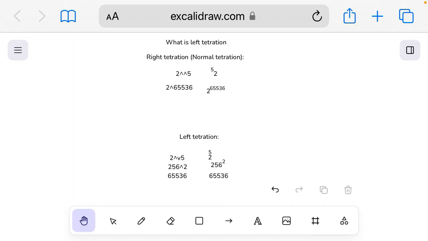So yeah, right tetration just gives you very large numbers, and we don't want overflows in calculators. But left tetration has fewer overflows if you do this. So you should use left tetration instead of right, since right can cause more overflows in calculators, and left tetration gives you fewer overflow errors due to having smaller values. So yeah, this is how you can do left tetration.